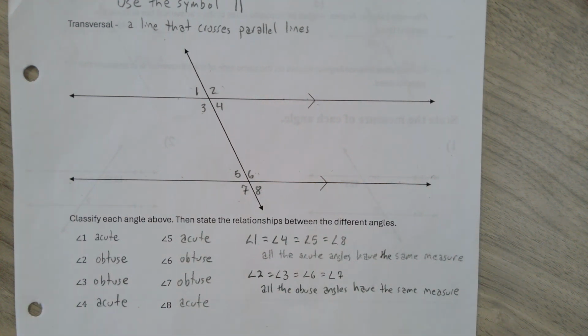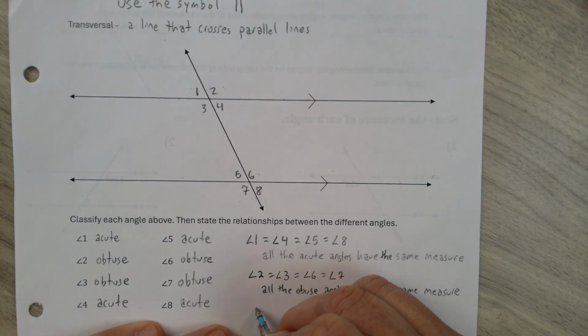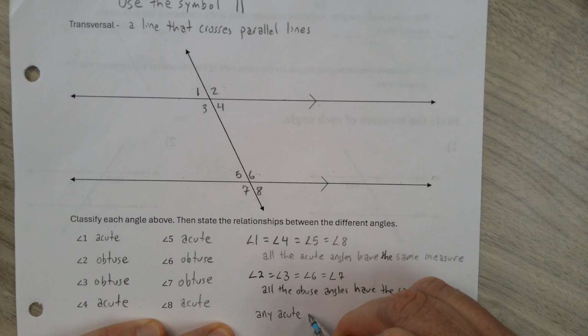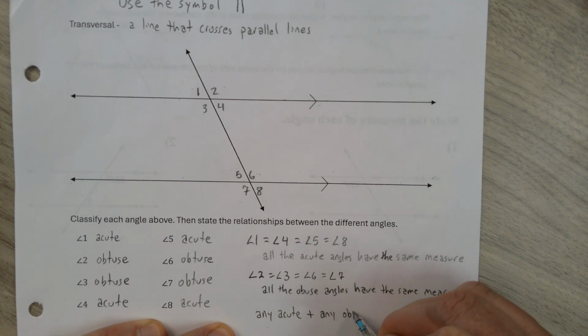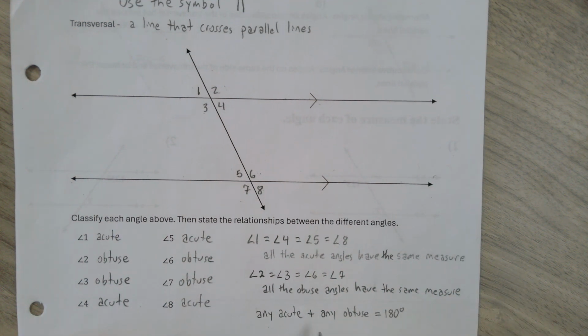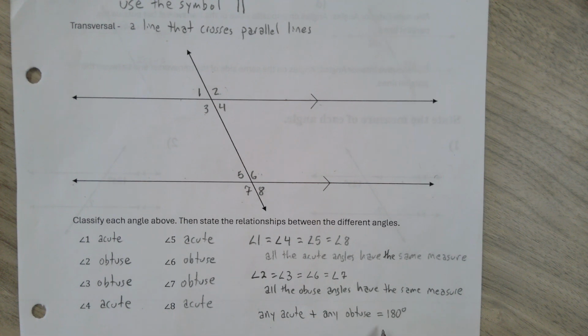Now, one other thing. Any acute angle plus any obtuse angle equals 180 degrees. So, any acute plus any obtuse equals 180 degrees. And we will use this idea to set up equations.